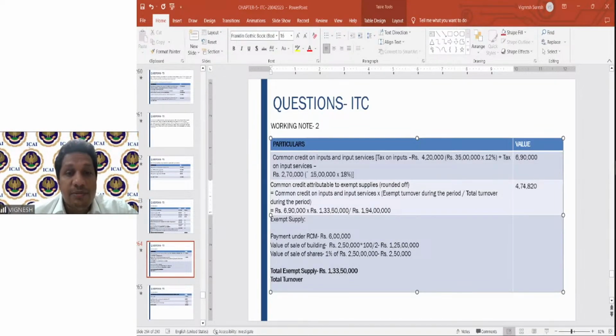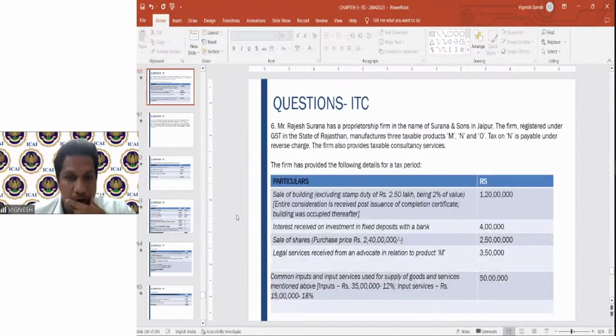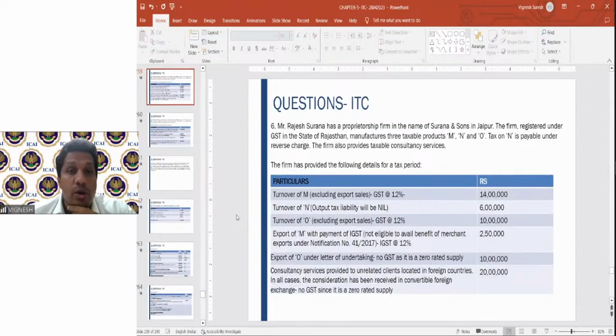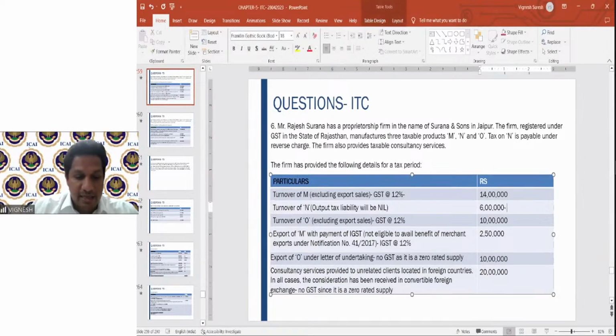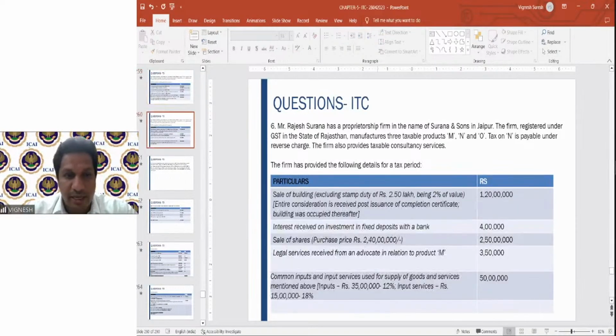Okay, value of exempt supply: if you look at the total, one by one, we have to calculate the value of exempt supply and the value of total supply. Now let us go back to the problem. Exempt supply also includes the supply on which the tax is paid under the reverse charge. By virtue of the definition, it also includes that amount. So this 6 lakhs will be taken as exempt supply, exempt turnover.